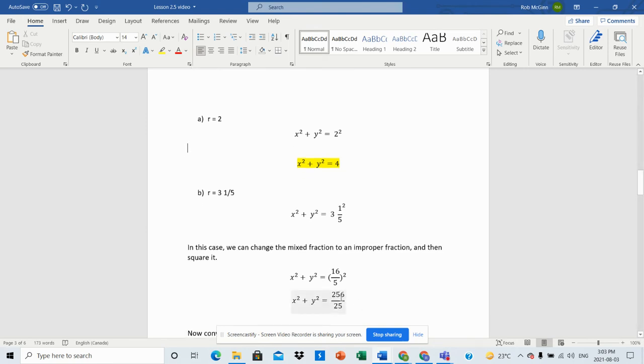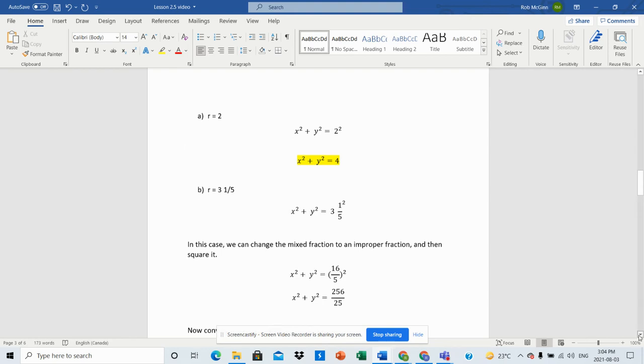When we square fractions, remember this is the same as 16 over 5 times 16 over 5. We multiply our tops and we multiply our bottoms. So 16 times 16, or 16 squared, is 256. 5 times 5 is going to be 25. We then simplify it into lowest terms. This looks like it is in lowest terms.